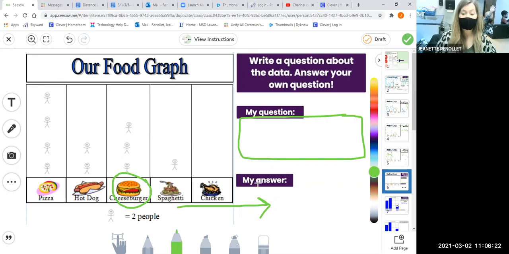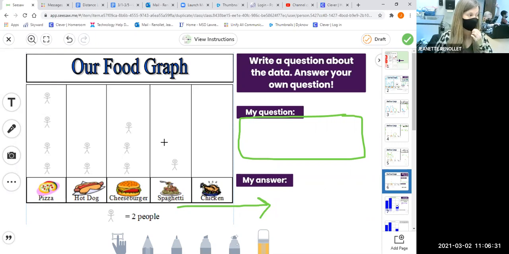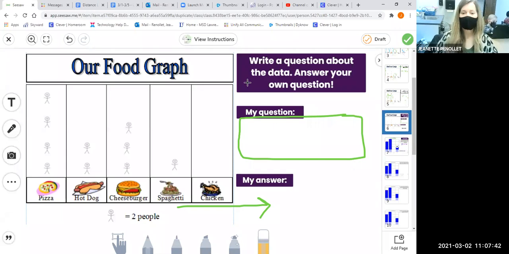Right now, I want you to write the answer to the question you asked. How many people? You need to go use your data to find your information. Take a minute to finish writing the answer to your question. All right, you've had some time to write your own question and answer your own question. It is time to talk about what your task is.